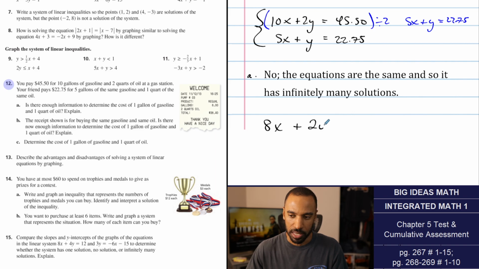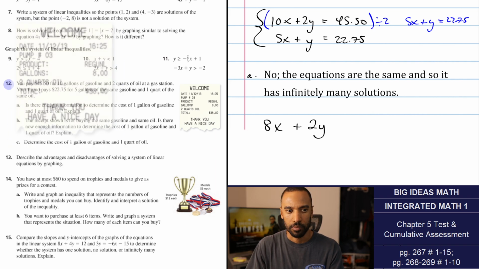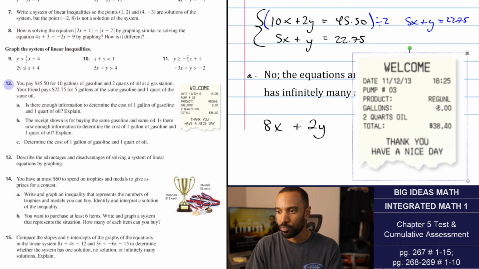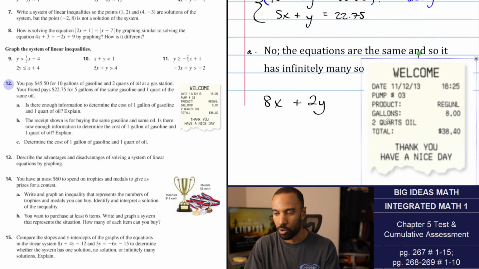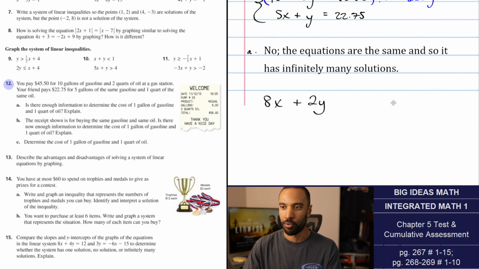And you might not be able to see this, but let me copy and paste it. I thought this said $8 for gallons of gasoline. So it's 8 gallons of gasoline and 2 quarts of oil. Total, we pay $38.40. So yes, this is going to give us a different setup.